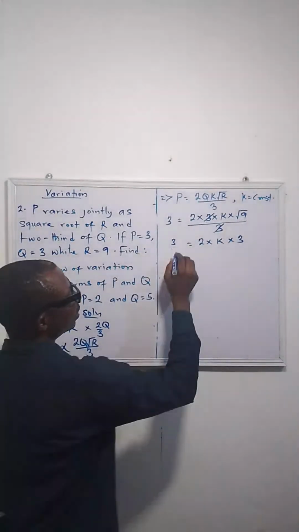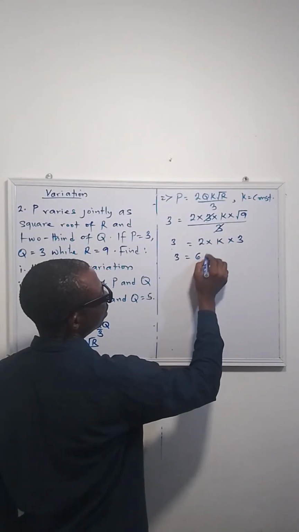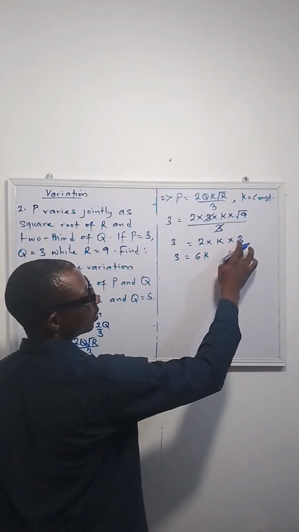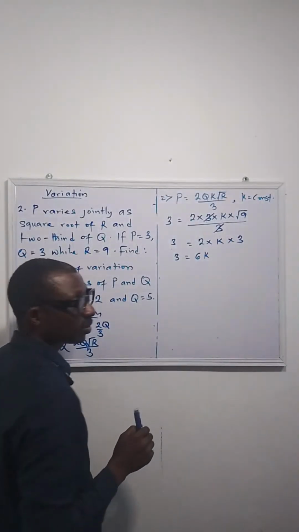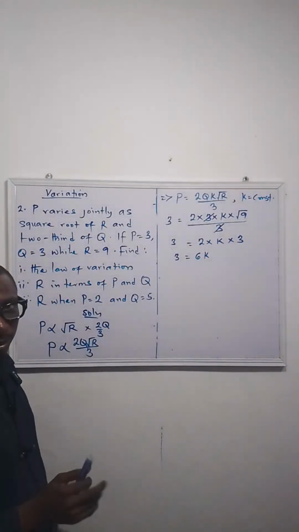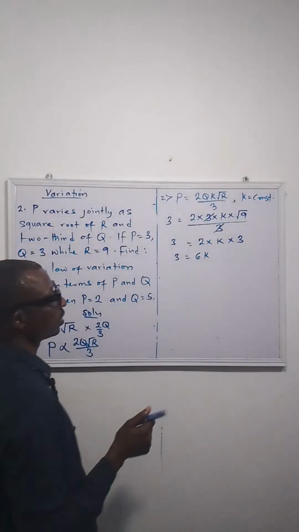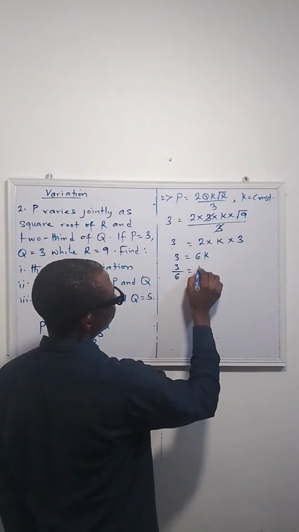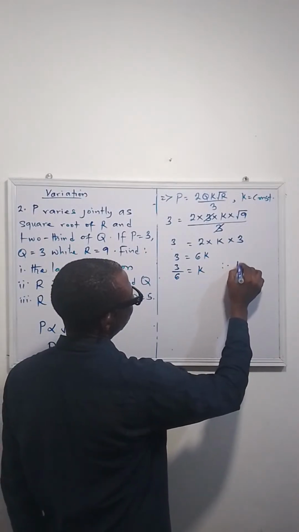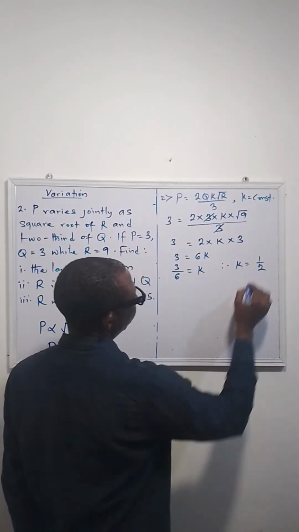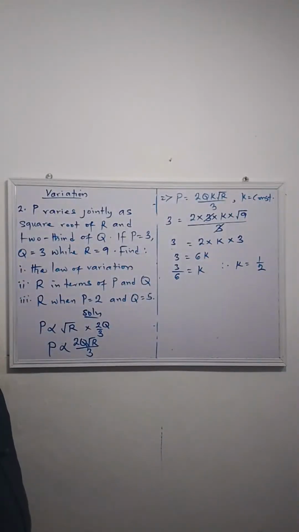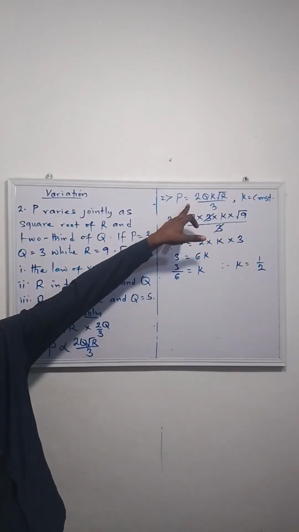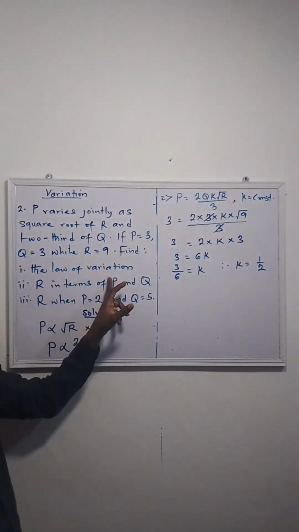So now this is 3 equals 6K. 2 times K, 2K times 3, that's 6K. So you divide both sides by the coefficient of K that you're looking for, and that's 6. We divide both sides by 6, so you have 3 over 6 equals K. So therefore, K equals what? 1 over 2. So that is the proportionality constant. So we plug this into this equation to get the law of variation.